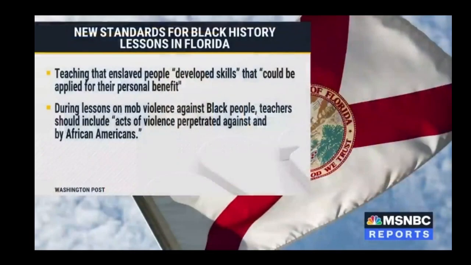The State Board of Education just approved new rules for how to teach Black history in public schools. And according to the Washington Post, the new standards say students should learn that enslaved people developed skills that, quote, could be applied for their personal benefit. And that during lessons about mob violence against Black residents, teachers should include acts of violence perpetrated against and by African Americans. Context always matters, right? Florida's education commissioner argues that these changes will make the history curriculum more, quote, robust. So he's claiming this means students will learn more of the history.